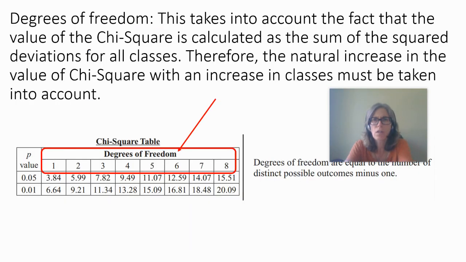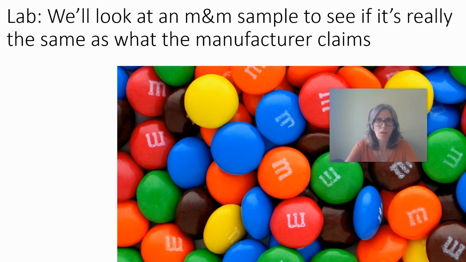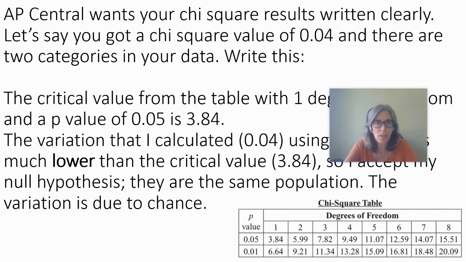Okay, so I sort of said this already. Degrees of freedom takes into account the fact that the value of the chi-square is calculated as the sum of the squared deviations for all the classes. So you have a natural increase in the value anytime you have more categories added in. We're going to do a lab with either M&Ms or Skittles together in class. So we'll do that together as a practice.